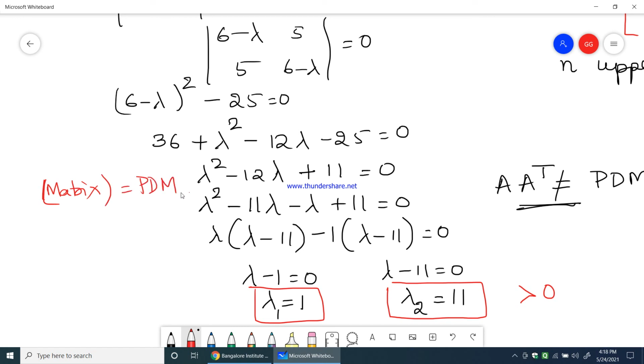I hope now you people realize how to check whether the given matrix is a positive definite matrix or not. Okay. So, I hope you have understood what a positive definite matrix is and how to verify a positive definite matrix in this video. Thank you.